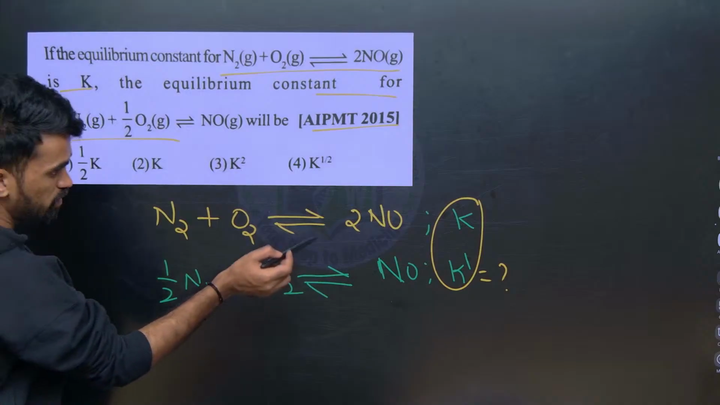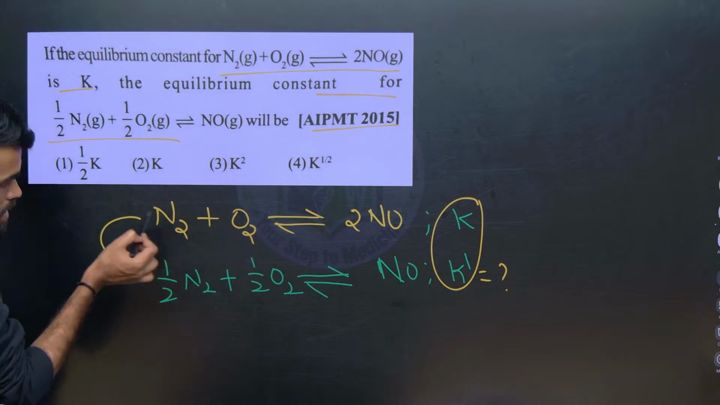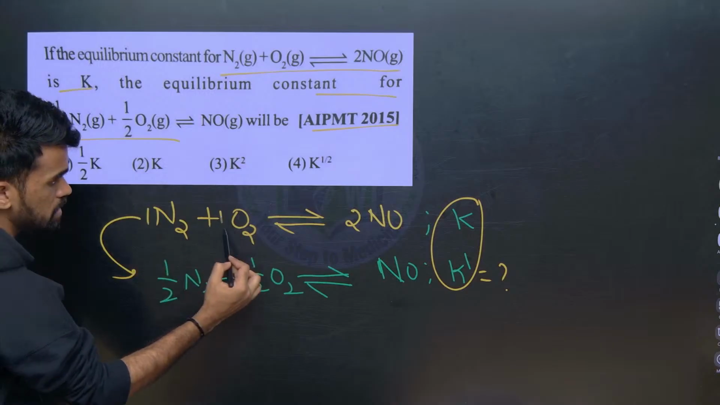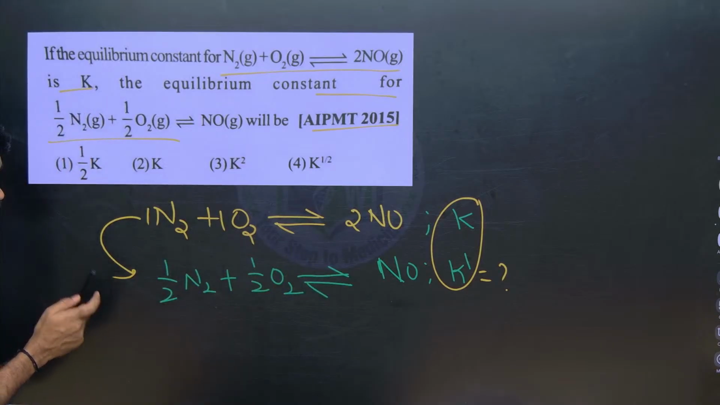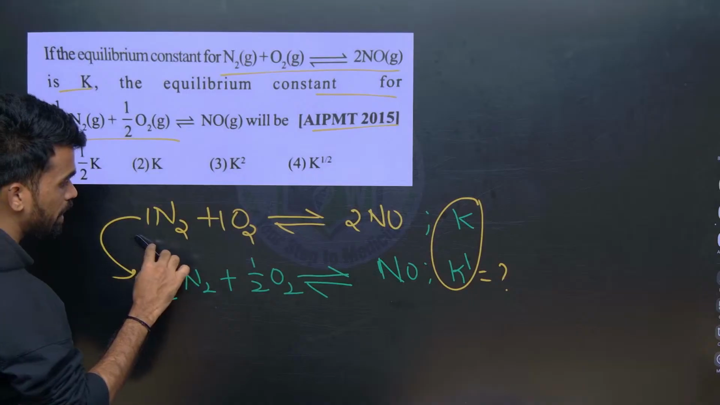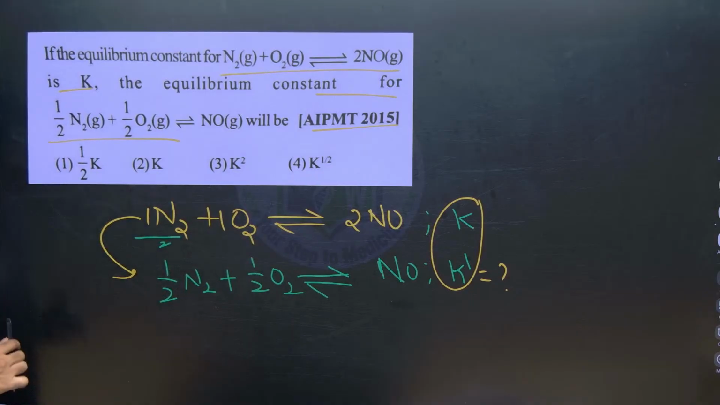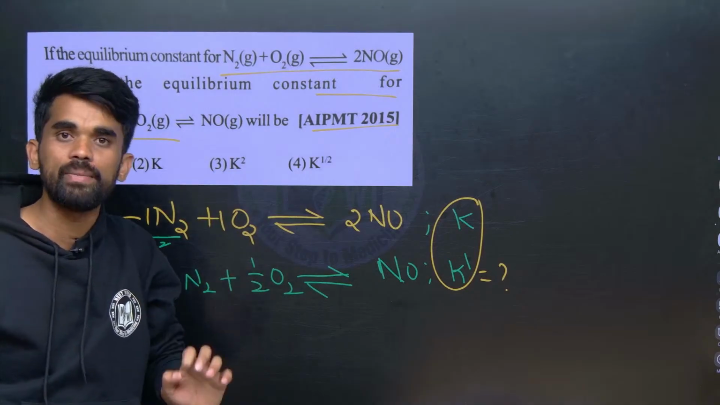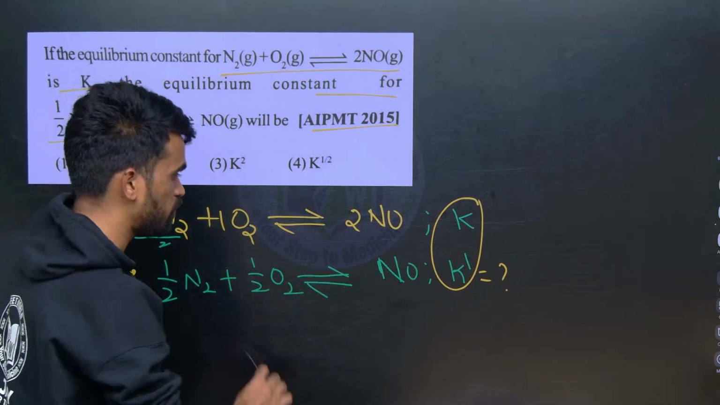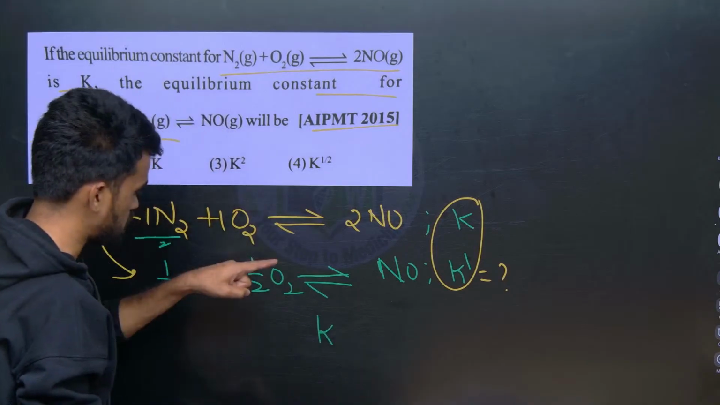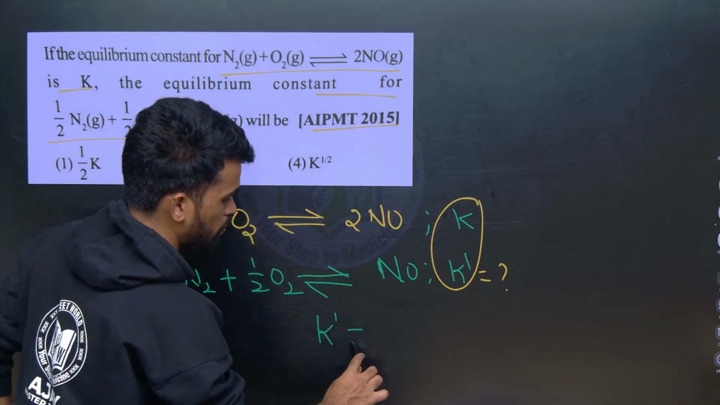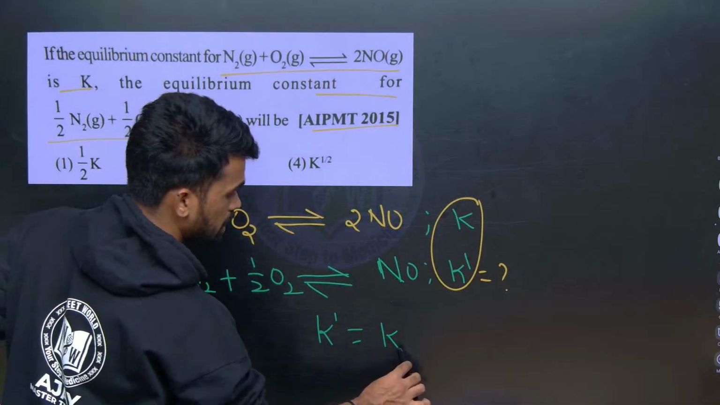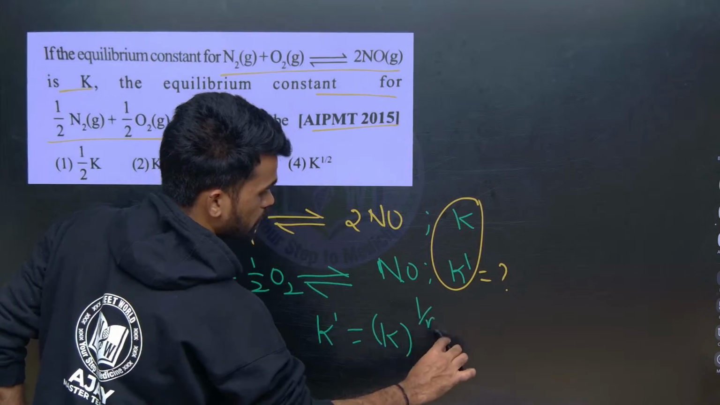If we observe these two equations, what is the difference? Here the coefficients are 1, here it is 2. What they did is they just divided the complete equation by 2, right? If an equilibrium reaction is divided by some number n, the equilibrium constant for that new equation becomes the old constant to the power 1 by n.